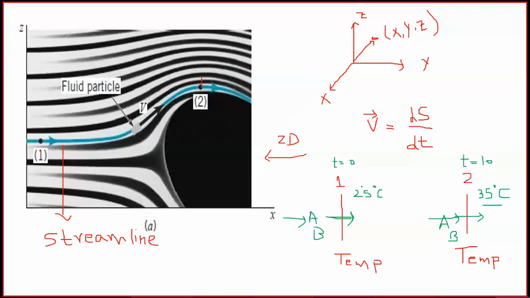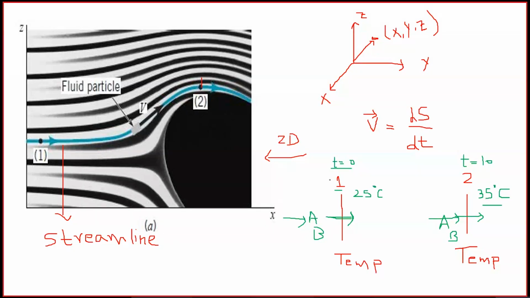Okay, so this flow is termed as steady flow, because at location 1, with time, there is no change in temperature at this location. With time there is no change in position, there is no change in temperature, and there is no change in temperature with respect to time as well. Is it clear?